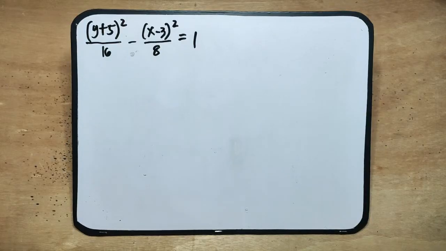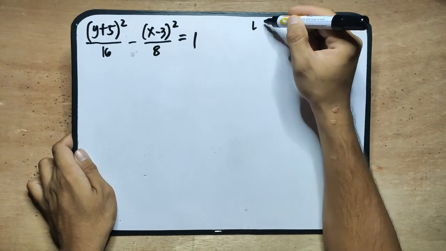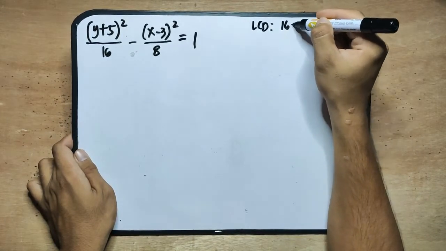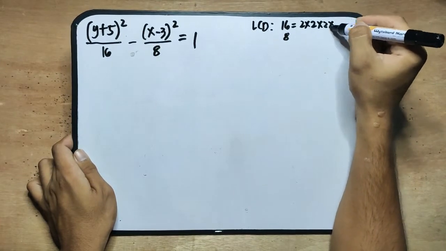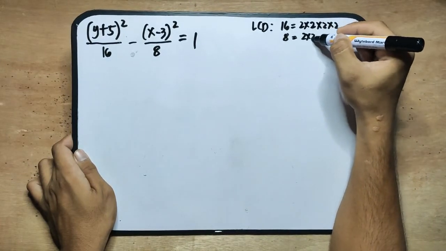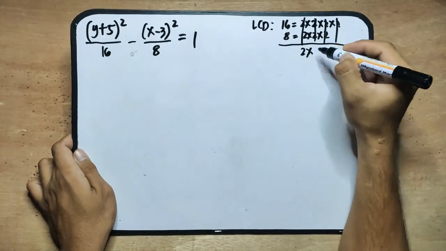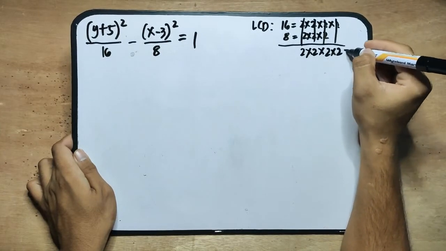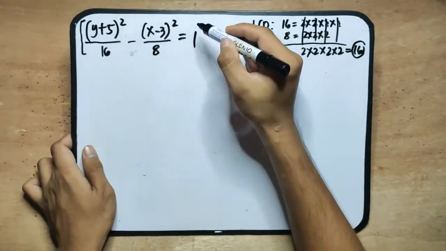In this example, we transform this given standard equation of a hyperbola to its equivalent general form. So first, let's identify the LCD. So here na lang siguro, the LCD is 16, 8. The factors of 16, we have 2 times 2 times 2 times 2. The factors of 8, we have 2 times 2 times 2. So, we draw a vertical line. Then, we bring down those numbers. So, we have the LCD is 16. So, we multiply to all the terms, the LCD.